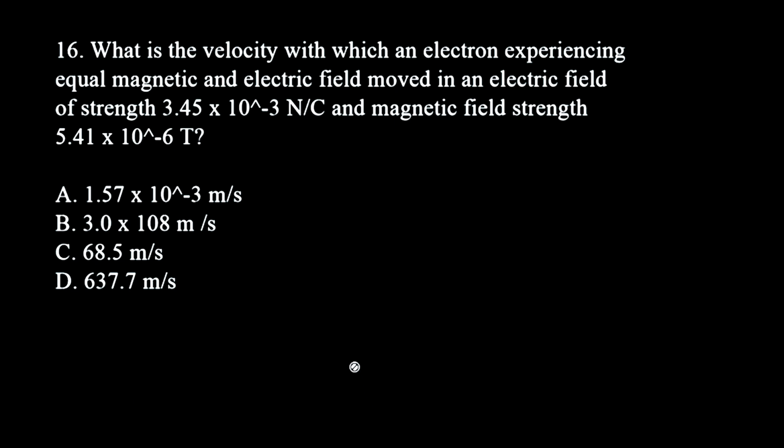Alright, so let's look at this question. What is the velocity at which an electron experiencing equal magnetic and electric fields moves, given an electric field strength of this and a magnetic field strength of this? In this question, we're given that the electric and magnetic field strengths are equal. So we have the electric field strength to be this, and the magnetic field strength to be this. Remember, when they are equal, we have this and we have this.